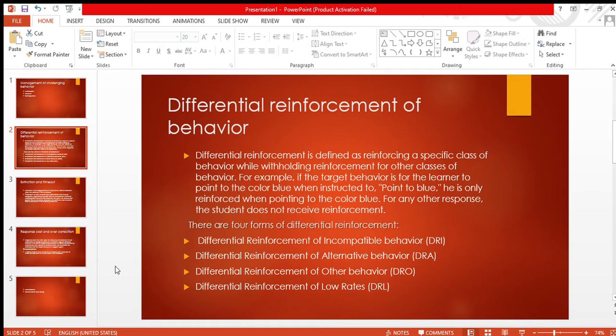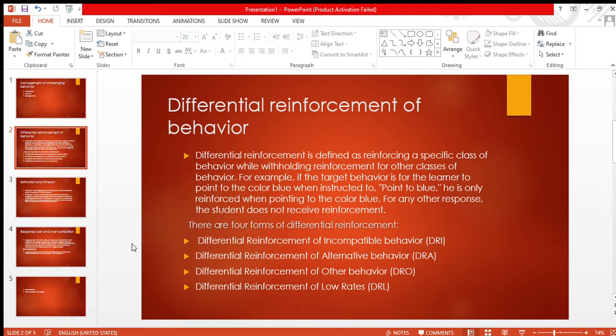We first put some target, and according to that we will reinforce. If the child says good morning, good afternoon, any greetings, hello, hi, more than the limit, we will not give the reinforcement. If it is within the limit, we will reinforce that behavior. This is how we do differential reinforcement of behavior.